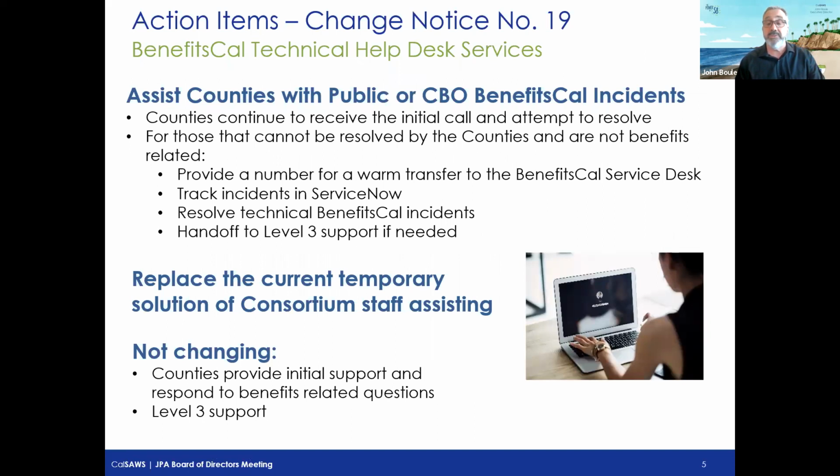We really wanted to take a little bit of time to give you a little bit of background and walk through a presentation on this item. We know that many of our change notices do go on a consent calendar, but change notice 19 includes a request to add hours for functional support.